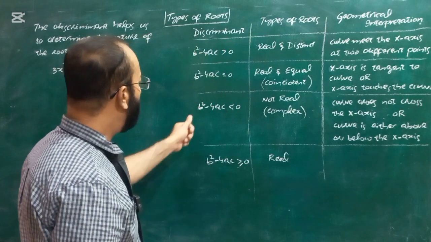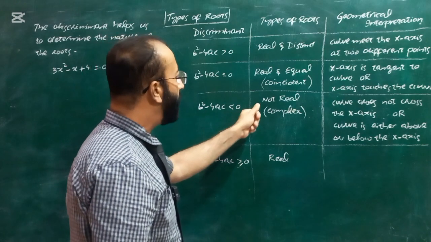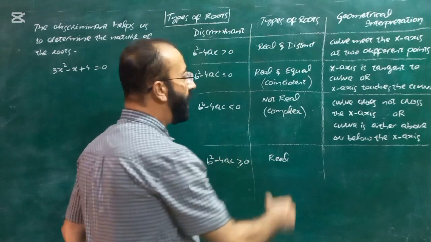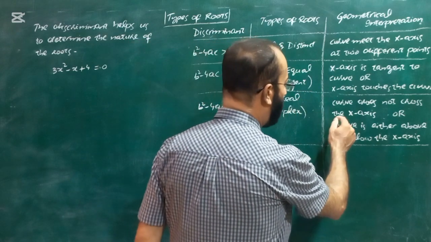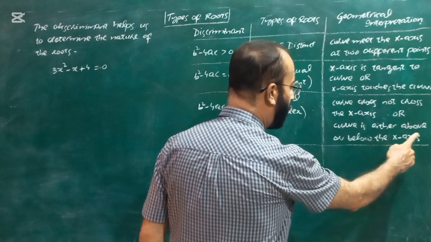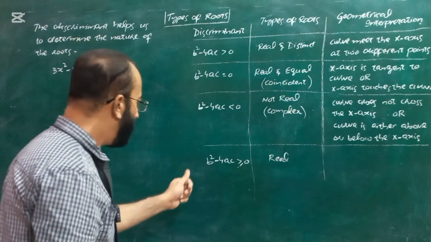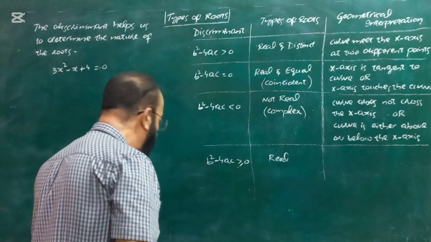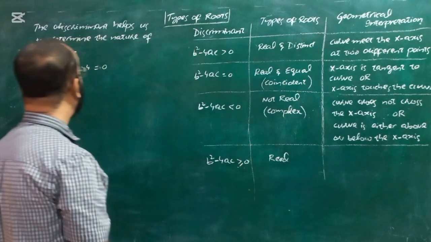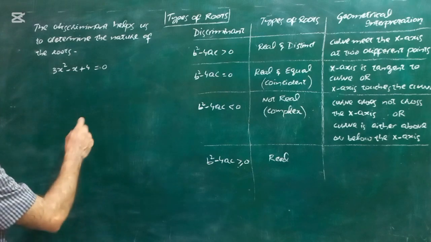The next type is if the discriminant b square minus 4ac is lesser than 0, then the type of the roots will be not real, or complex, and the geometrical interpretation will be the curve does not cross the x-axis, or the curve is either above or below the x-axis. And the last case is if the discriminant becomes greater than or equal to 0, then the type of the roots will be real.